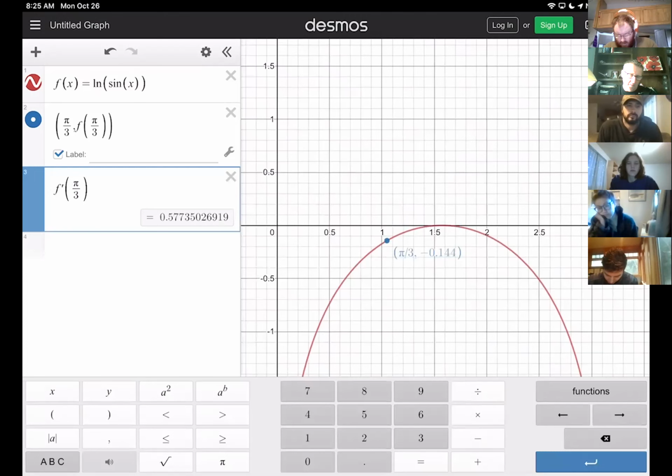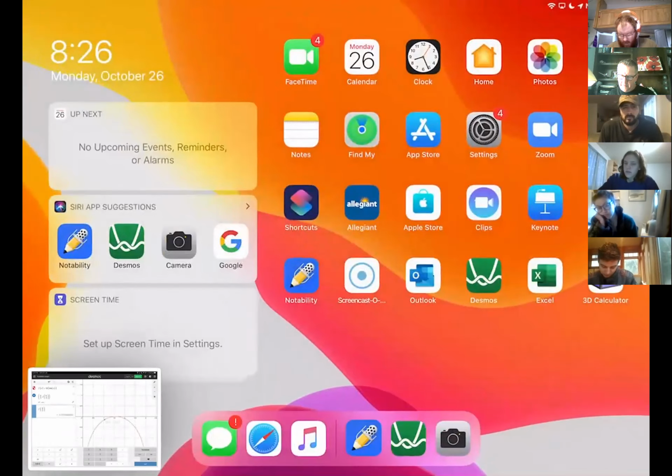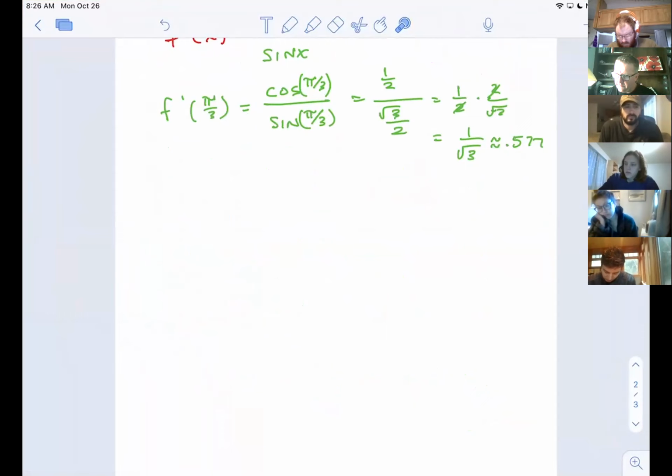No, that's not. I've noticed old people are bad at screen capturing. I'm old people, bad at screen capturing.